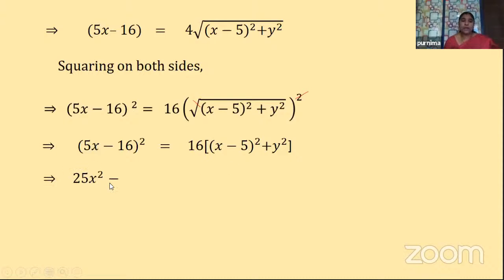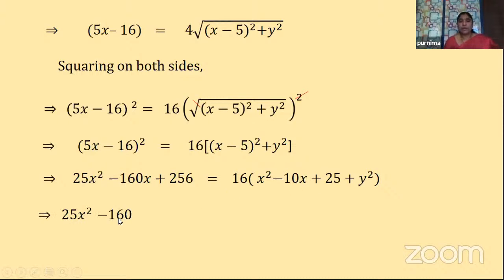25x square minus 2 5s are 10, 10 into 16 is 160x plus 16 square is 256 is equal to 16 into x square minus 10x plus 25 plus y square. So let us expand this bracket here. Which will give you 25x square minus 160x plus 256 is equal to 16x square minus 160x plus 16 25s are 400 plus 16 y square.